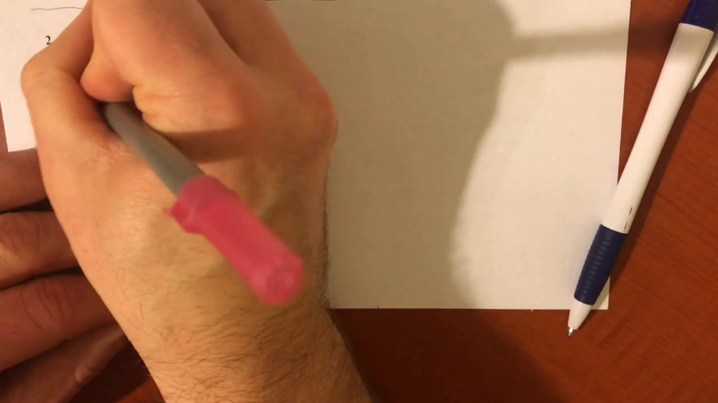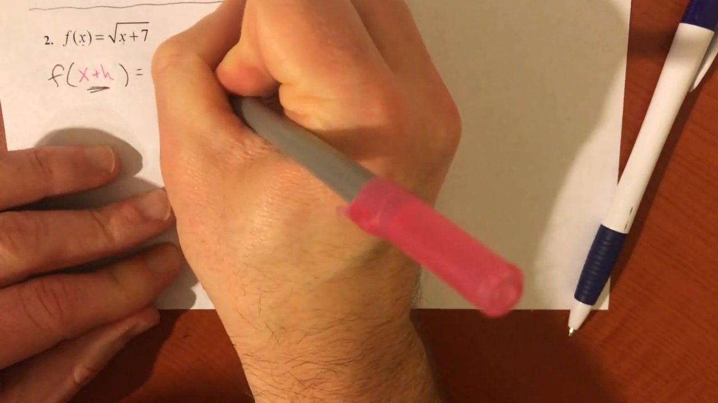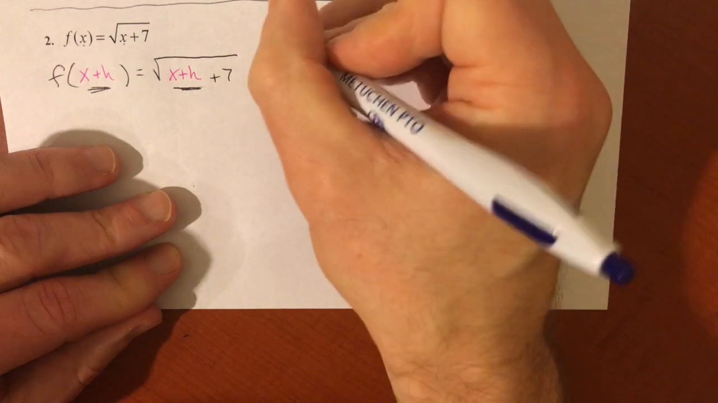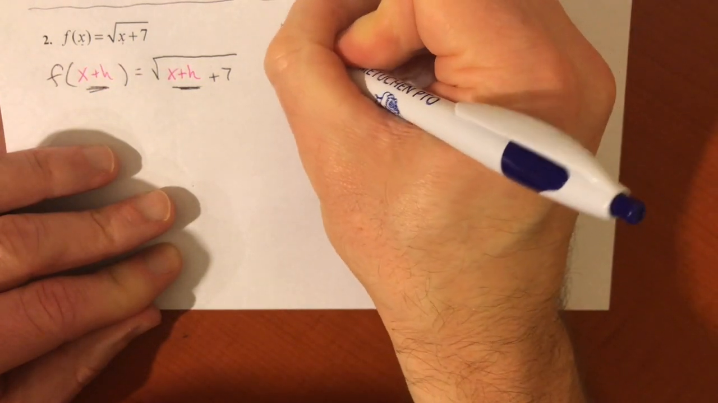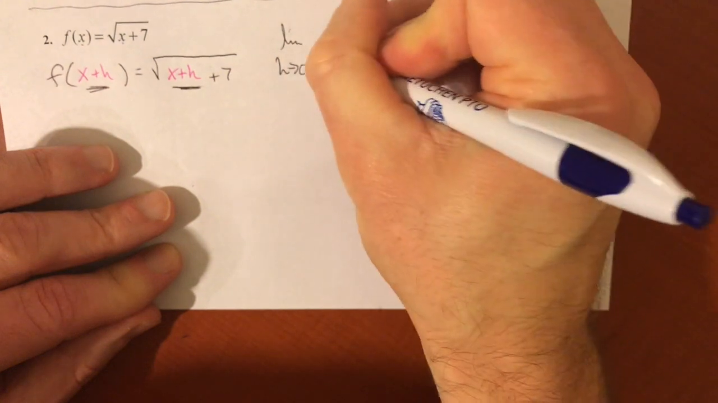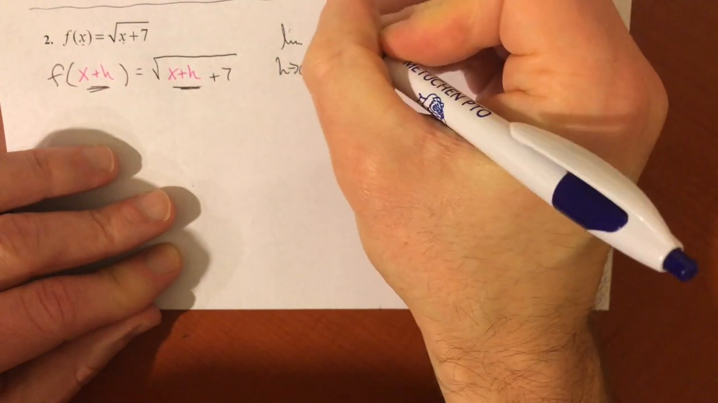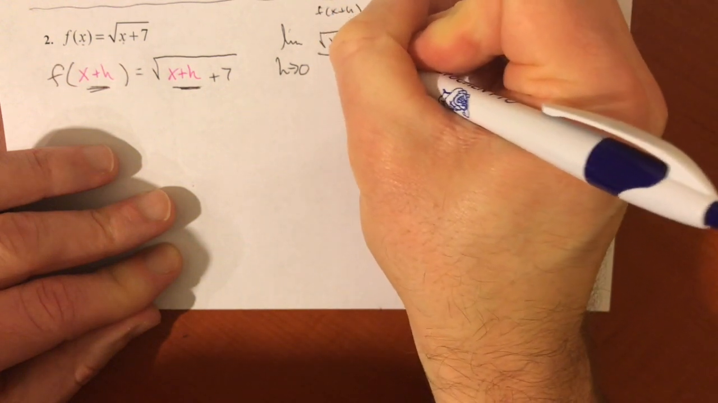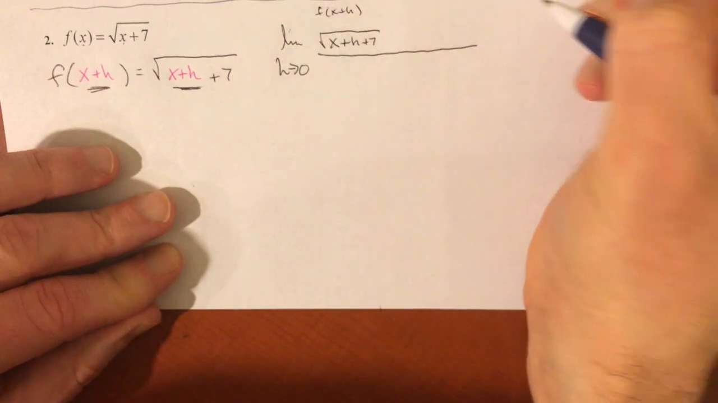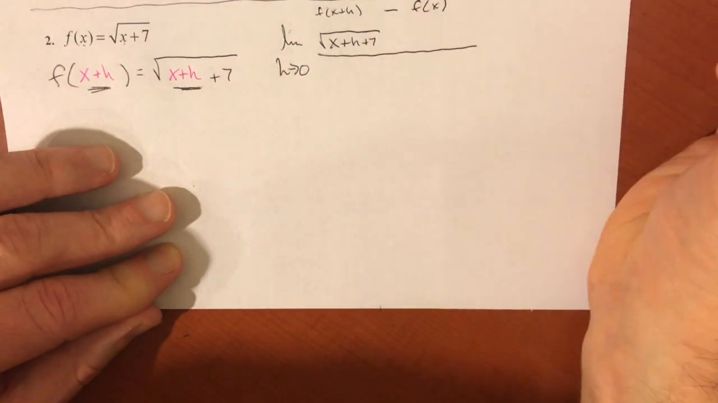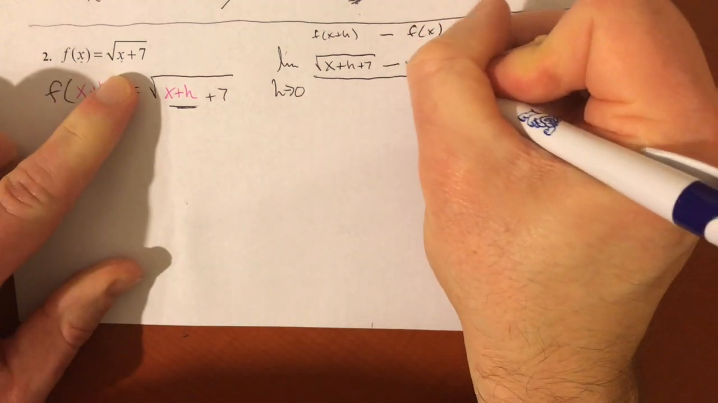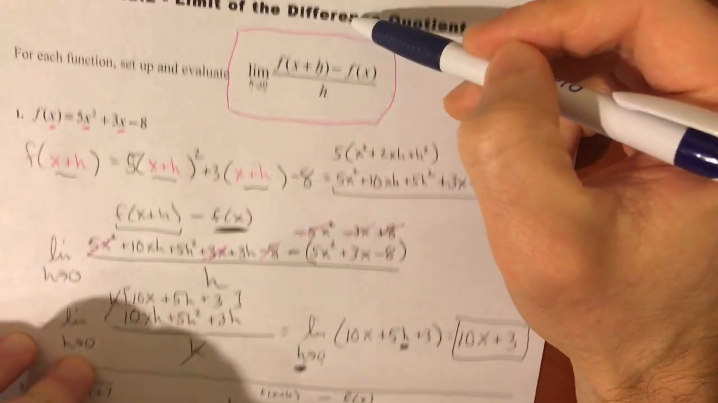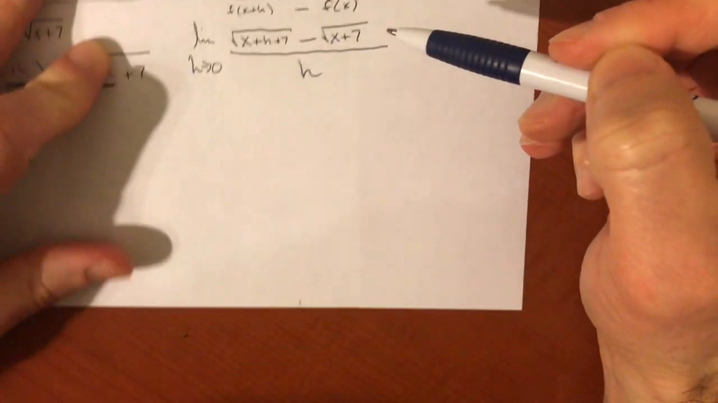So f of x plus h is just putting x plus h plus 7 all on the inside of that square root. So the limit we are trying to do, the limit as h approaches 0 of f of x plus h, which is the square root of x plus h plus 7, minus f of x, the original square root of x plus 7, and it's all over h. The denominator is always just regular old h, nothing changing there.